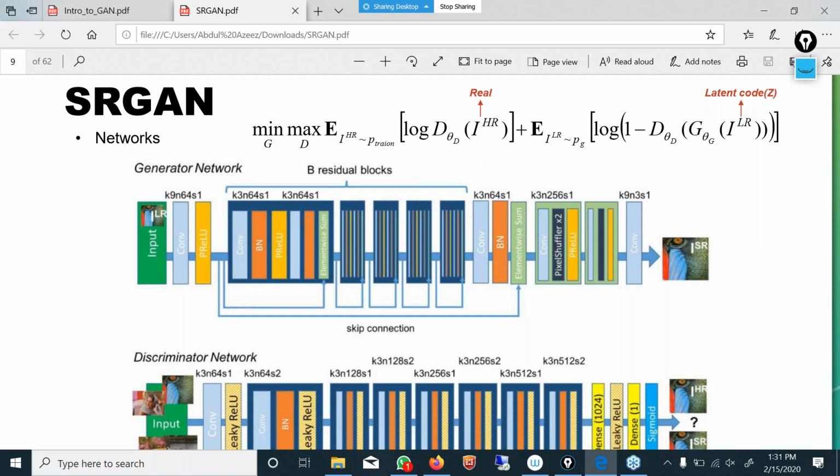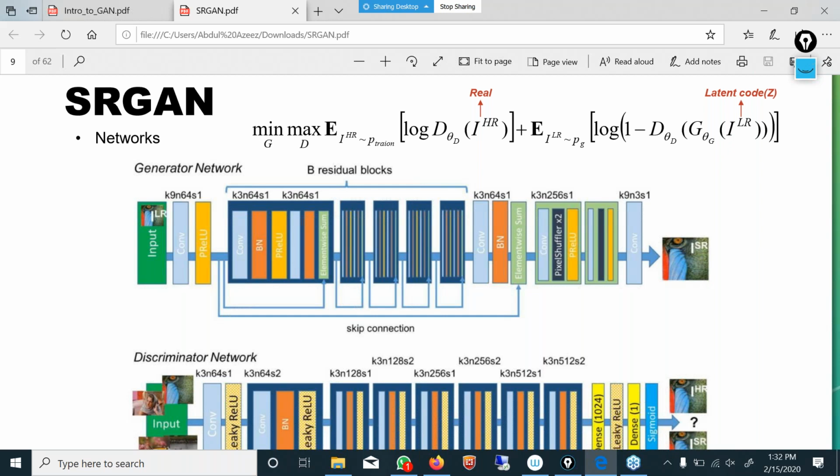So we are using the skip connection also. Skip connection, any idea about it? Okay. Skip connection is nothing but, it's kind of like ResNet. Yeah, this uses ResNet only.